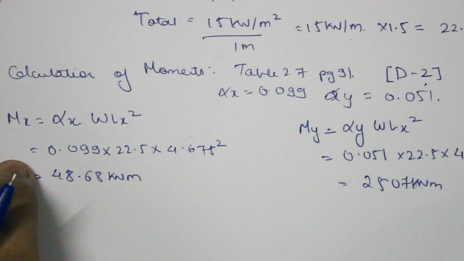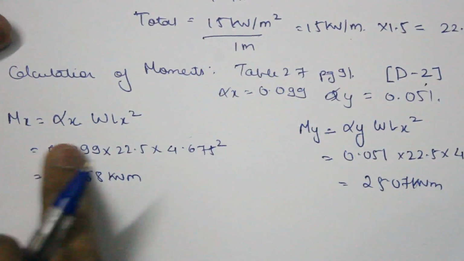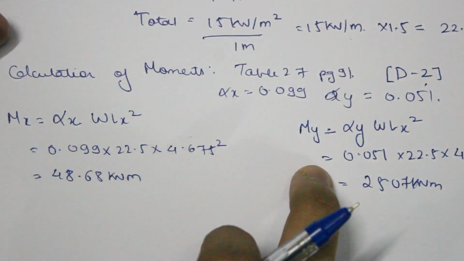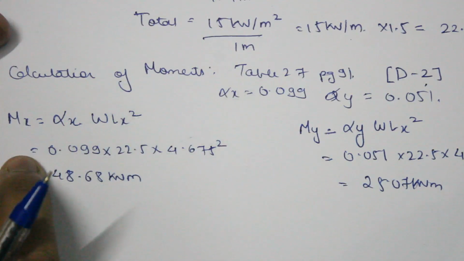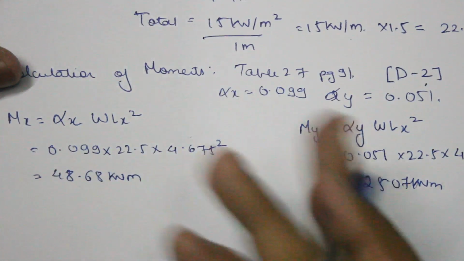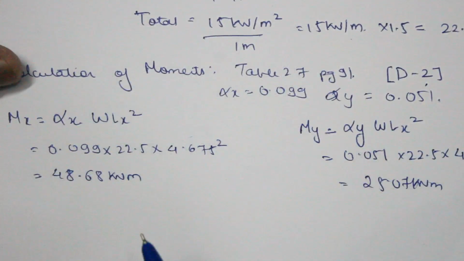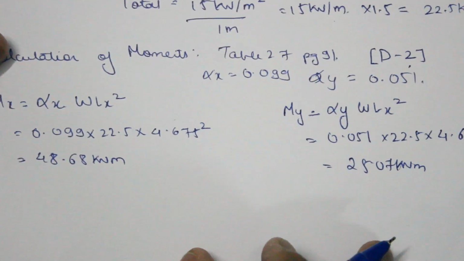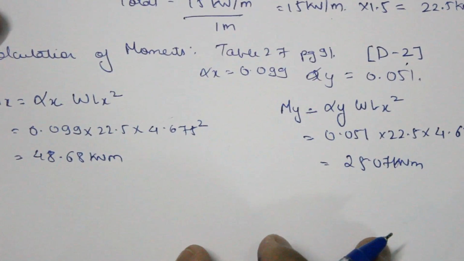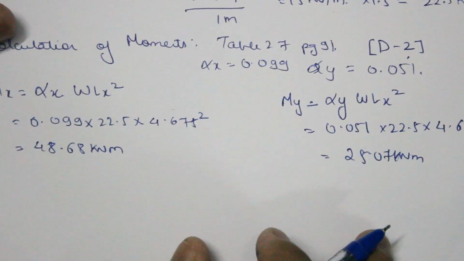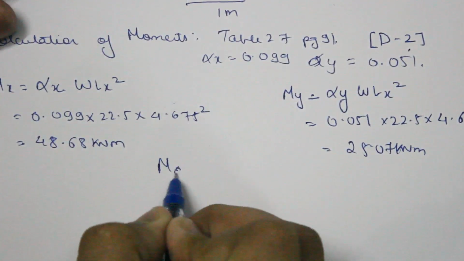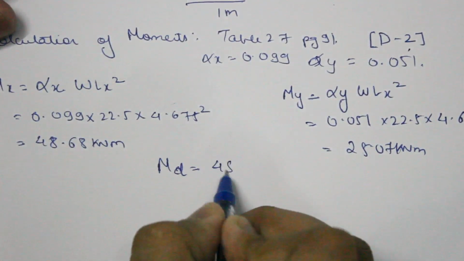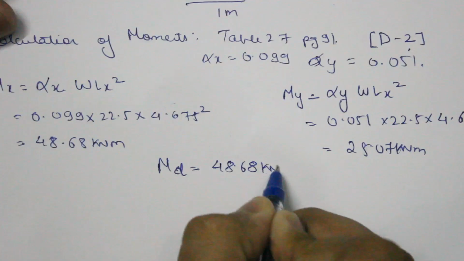So you have moment acting in x direction and moment acting in y direction. This is for the longer span and this is for the shorter span. So naturally you will use the maximum bending moment, because we always design any flexural member, any tension member for maximum moment. So our design moment would be 48.68 kilonewton meter.